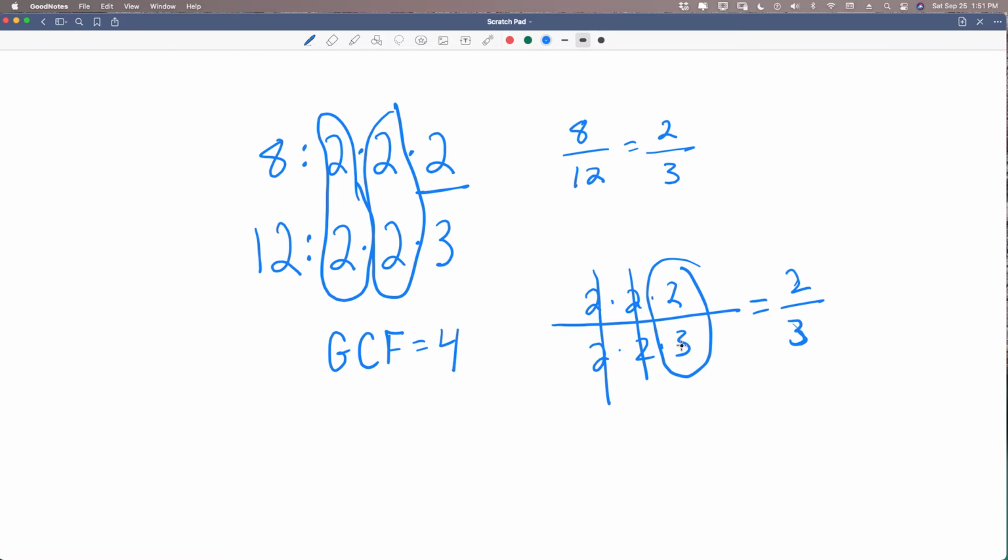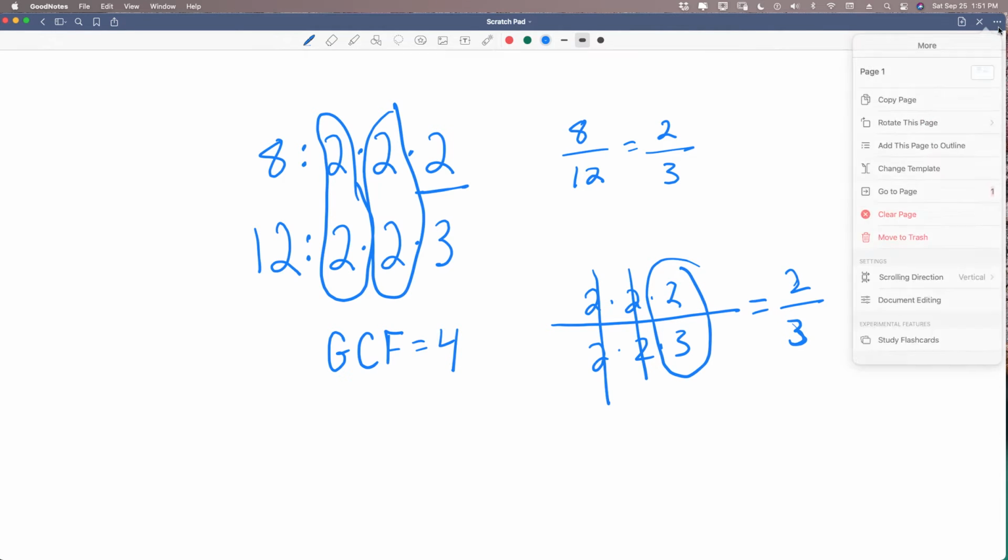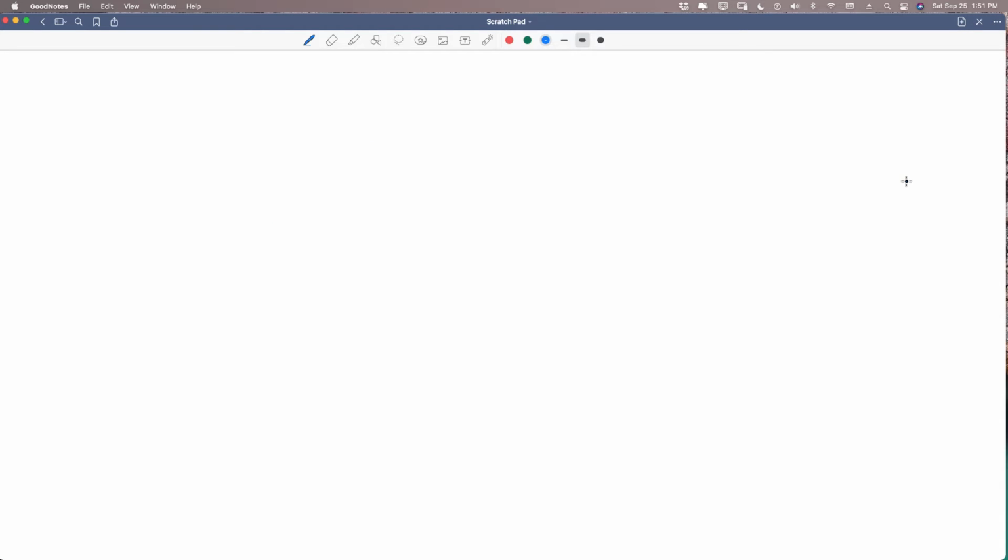We can also do greatest common factor with terms that are not actual numbers. We can do greatest common factors with variables and exponents. Let's start first with variables. And we know that variables are just letters that replace a value that we don't know yet, or they take the place of something where we can plug in different values.